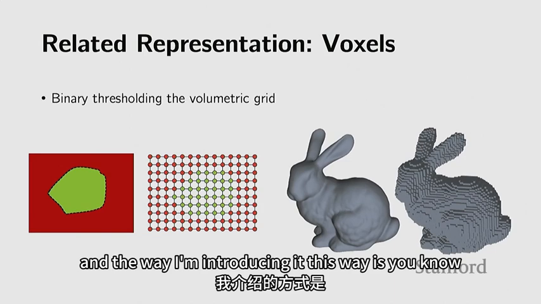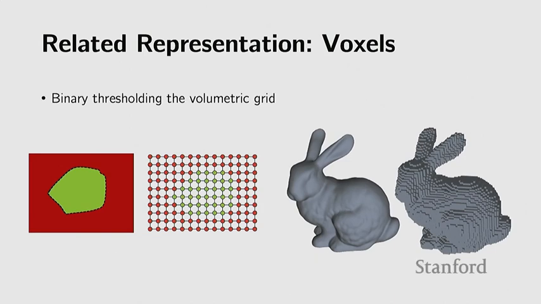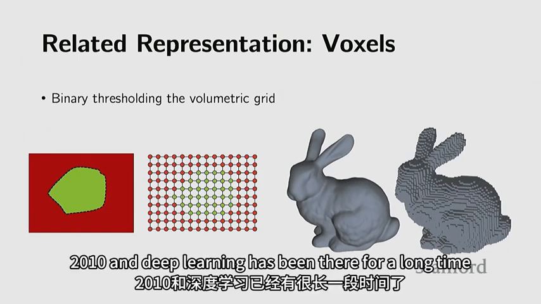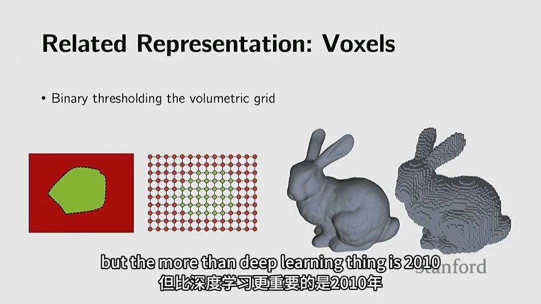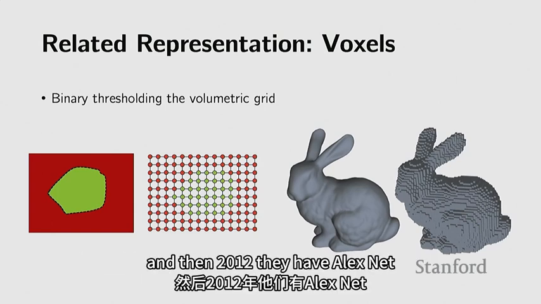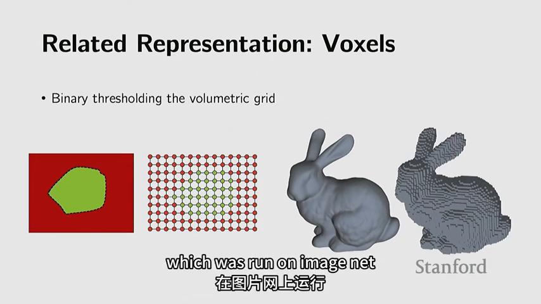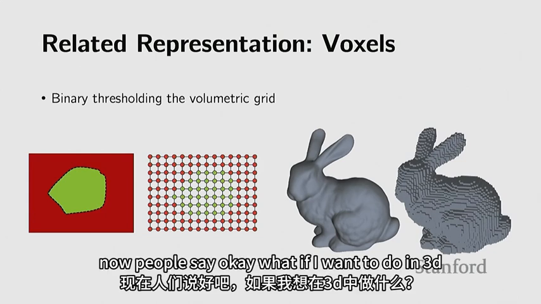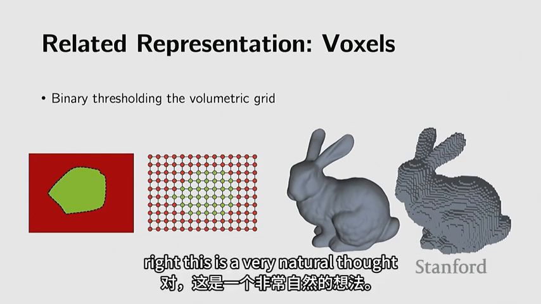And the reason I'm introducing it this way is because of when deep learning came in. When did deep learning start? Deep learning has been around for a long time, but the modern deep learning era is 2010, when Geoff Hinton started doing it on speech recognition. Then in 2012, they had AlexNet, which ran on ImageNet. So you've learned all these, and they're all in 2D. Now people said, what if I want to do it in 3D? This is a very natural thought.